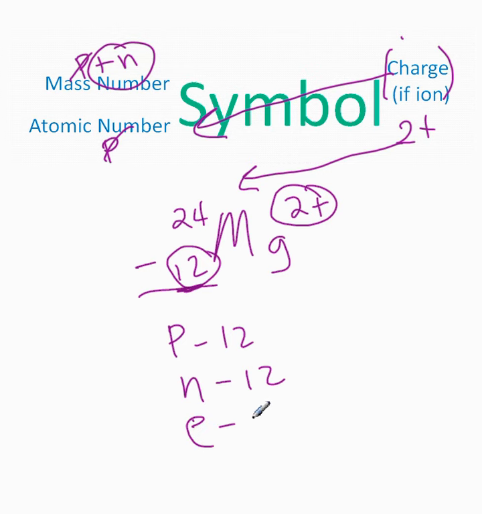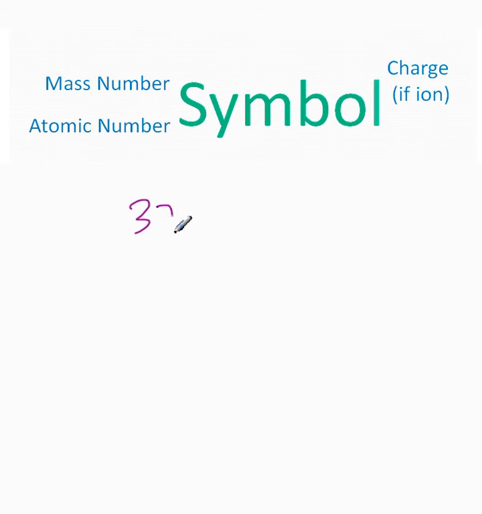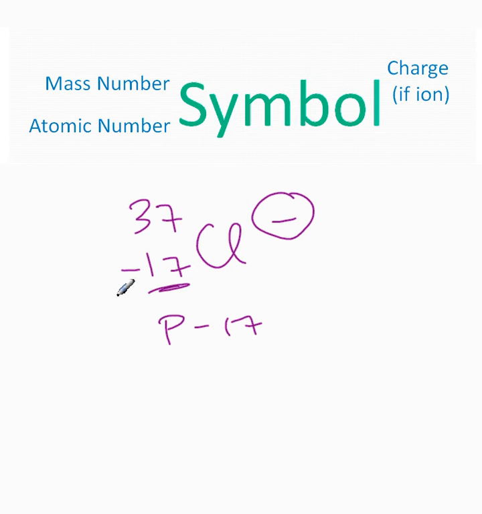Here, we'll do another example. What if I gave you this symbol right here? Yes, it's an ion because it has a charge right here, -1. First thing, protons, easy enough, 17. Neutrons, subtract these two numbers, 37 minus 17. The number of neutrons is going to be 20.